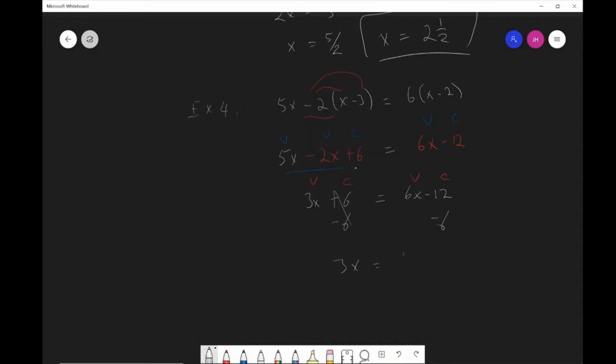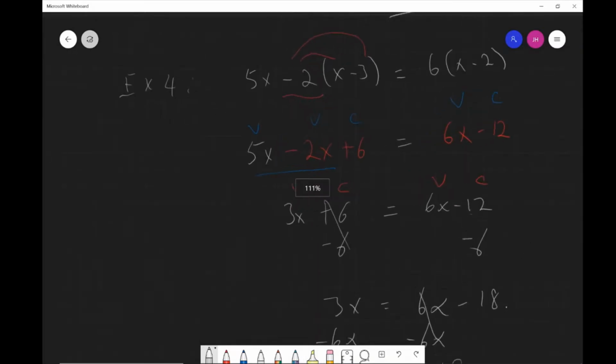3x equal to 6x, well, minus 12, and then minus 6, that will become minus 18. Minus 3x, sorry, minus 6x. Minus 6x on both sides, that will be a negative 3x equal to negative 18.